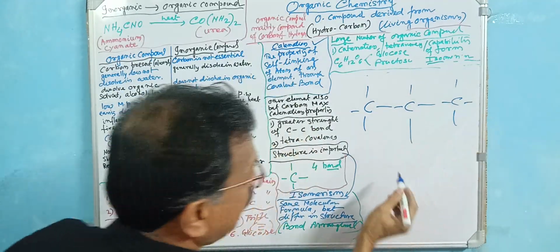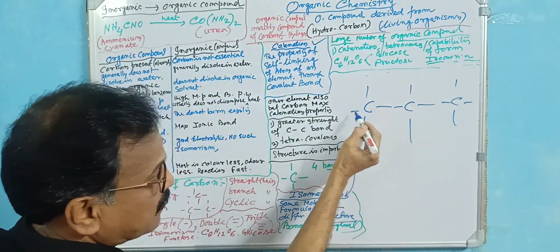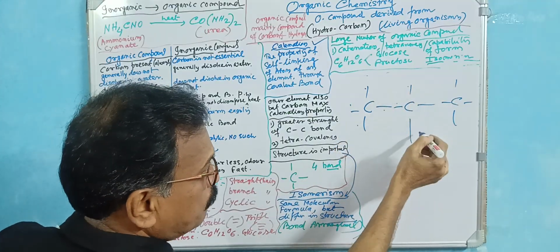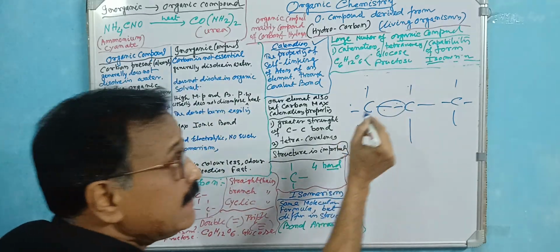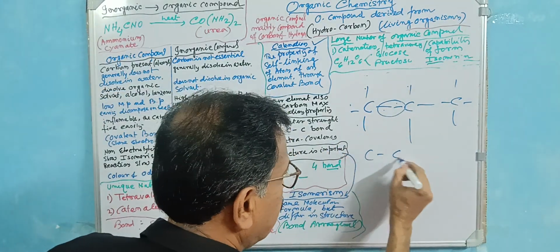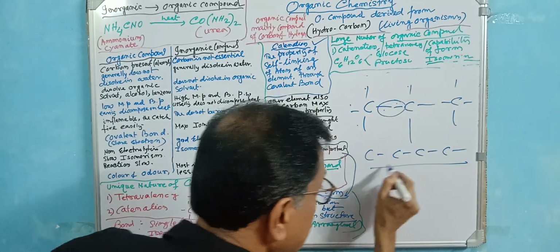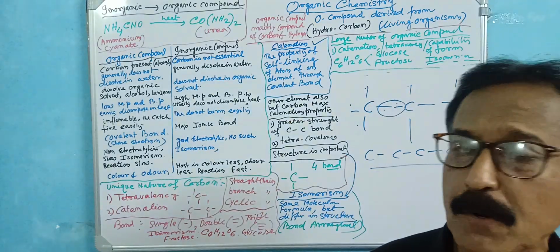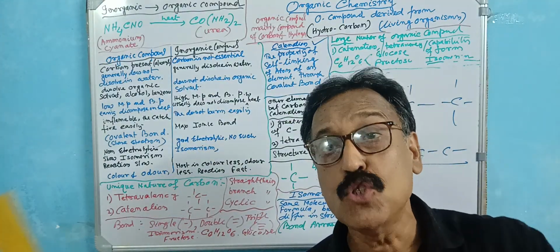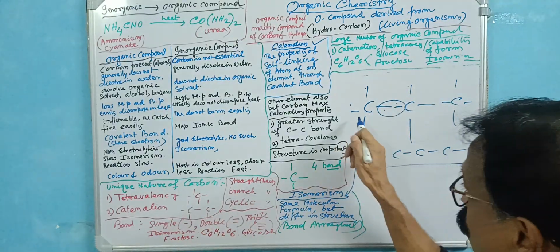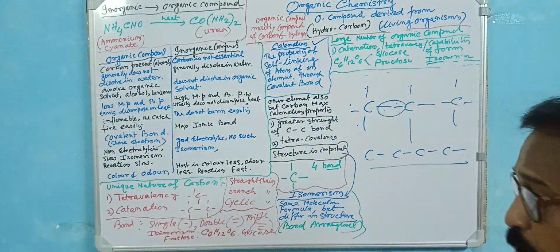Each and everywhere the carbon has 4 hands. 1, 2, 3, 4. Here is carbon, 1, 2, 3, 4. But here the bonding is developed. This is called catenation. We can see it chain by chain like this. This property is called the catenation property, the special property of carbon. For that reason, a huge amount of organic compounds is formed. So this is tetravalent, 4 valence, 4 hands, catenation property.